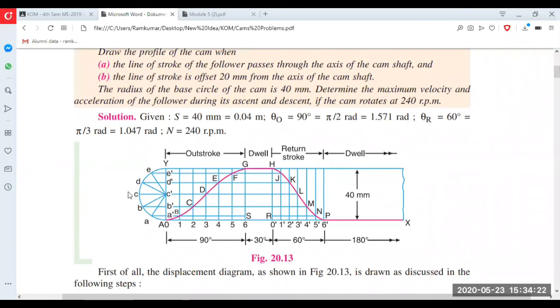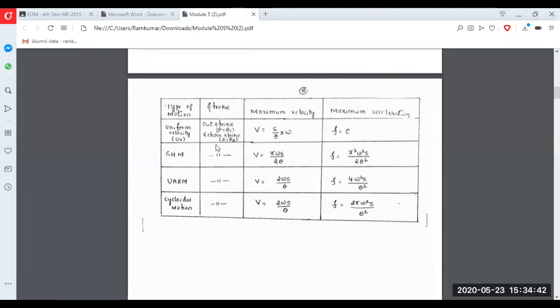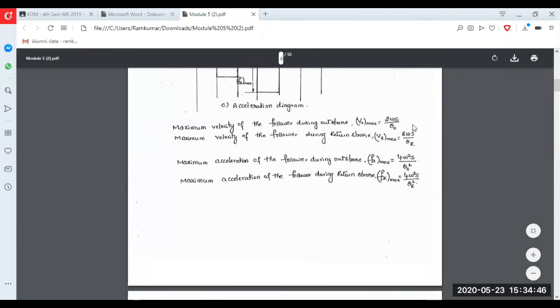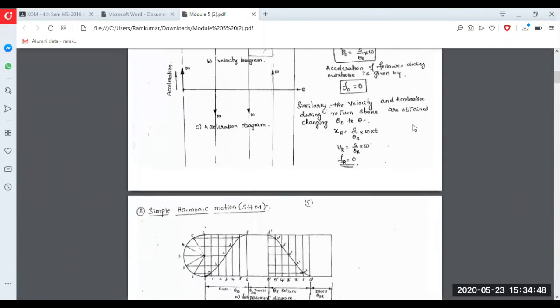So writing the displacement diagram for simple harmonic motion is like this. For other motions it will be different. For uniform velocity you don't have to draw a semicircle, divide it into 6 parts and draw the projection lines. It is a little different here, so I'll just show you how to do that. Writing the displacement diagram is very important.